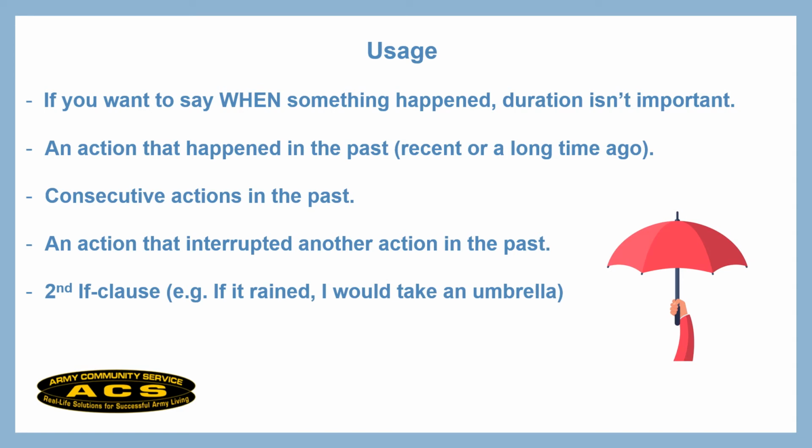You normally use the simple past tense for the following reasons. If you want to say when something happened and the duration isn't really important, so in general, an action that happened in the past, it could be recent or a long time ago. So I could say, I watched a movie yesterday. So that would be recent. Or I was born in 1999, for example. That would be a long time ago.